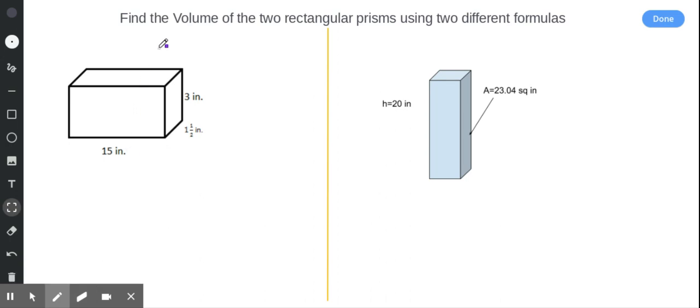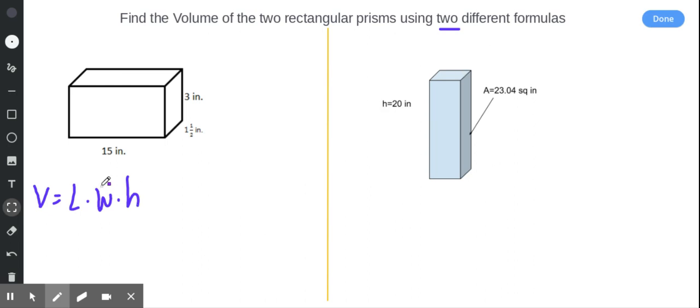For the first example for lesson 8, it says find the volume of the two rectangular prisms using two different formulas. So in lesson 7, we talked about the volume formula: volume equals length times width times height. So we're going to continue on with that, but then I'm going to show you a second formula that you might see or use when finding volume.